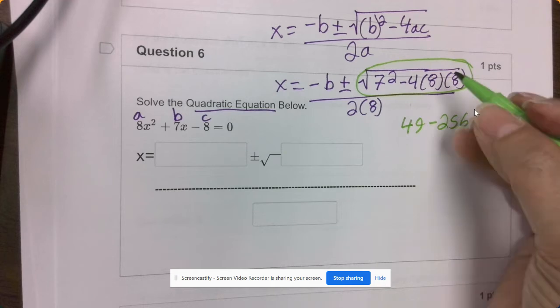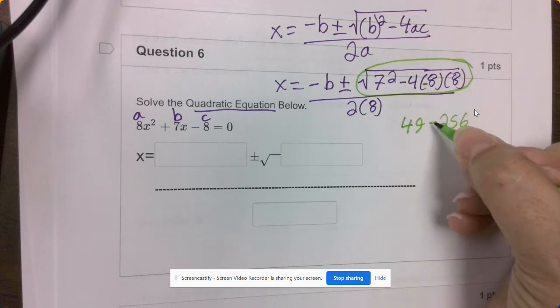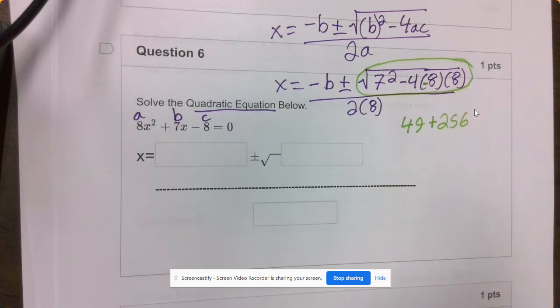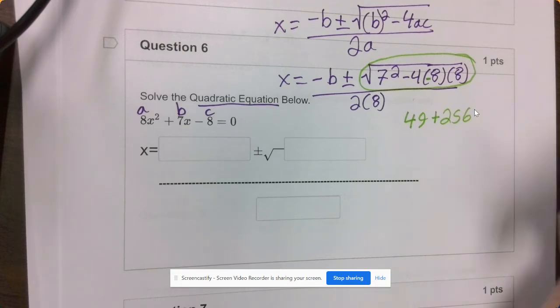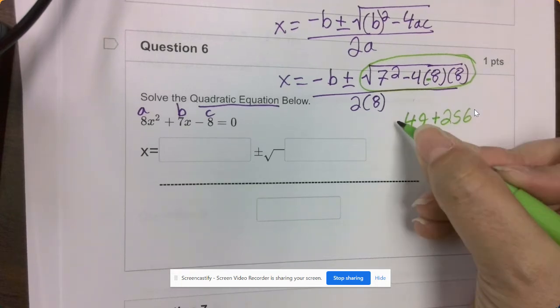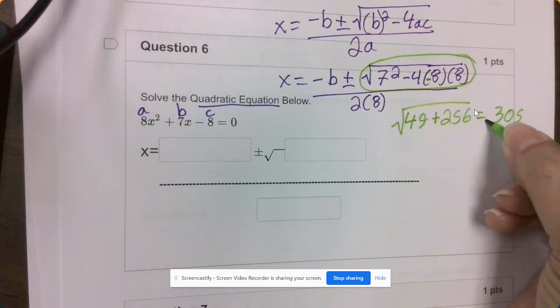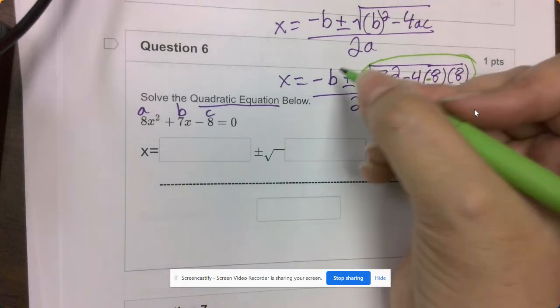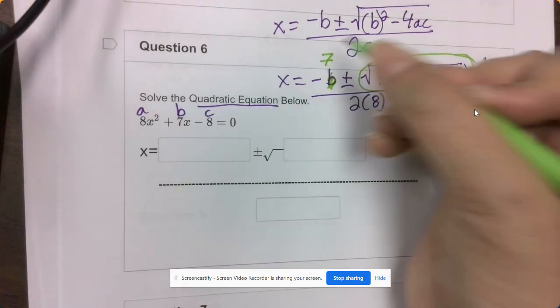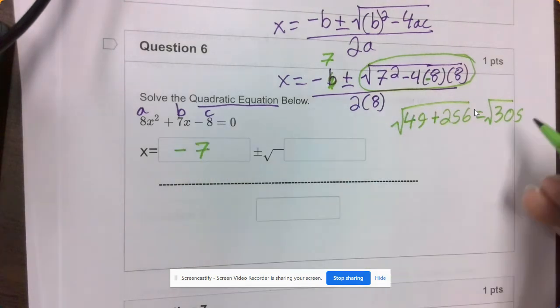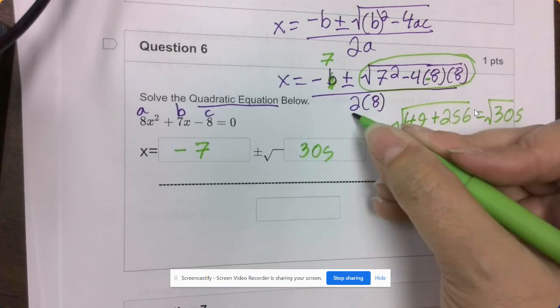Oh, c is negative 8. My bad. Negative times a negative is going to give us a positive. So everybody got to be really careful with these signs, as you can tell. So 49, we add these together, everybody, and we get 305. Okay, so everybody, this is all the part under the radical. Okay, 2 times 8. And then we're going to put negative 7, square root of 305. 2 times 8 is 16.